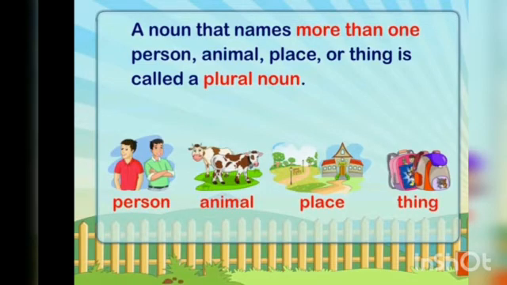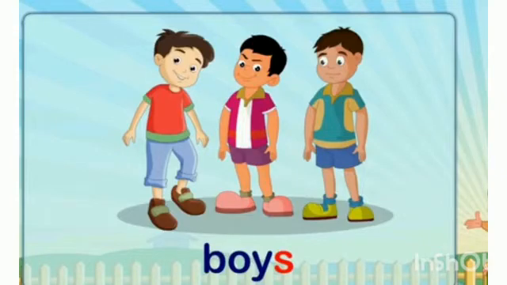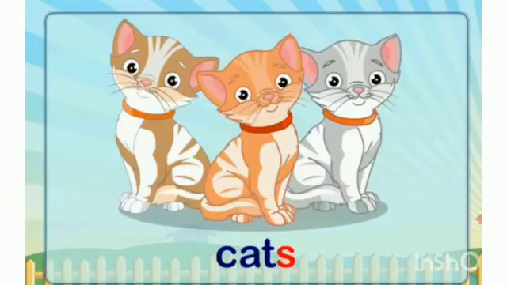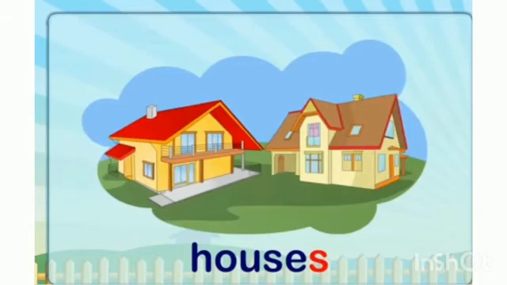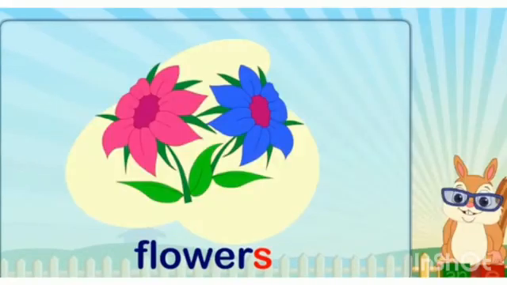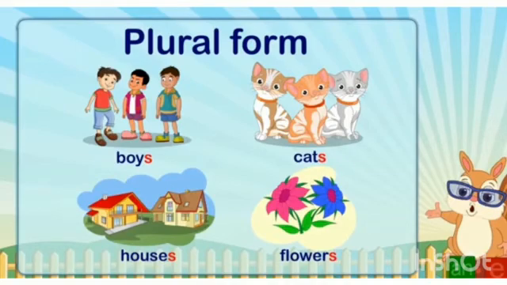For example, look at this picture. Boys. These are boys. Boys is a plural. Now cats. Cats is a plural. Houses. Next, flowers. Now my dear Exians, now we know about plural form.